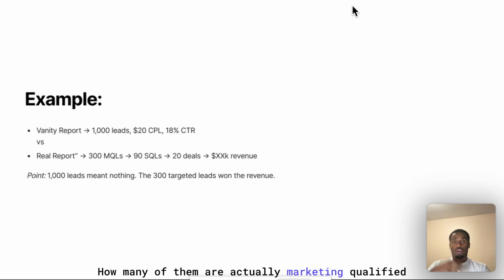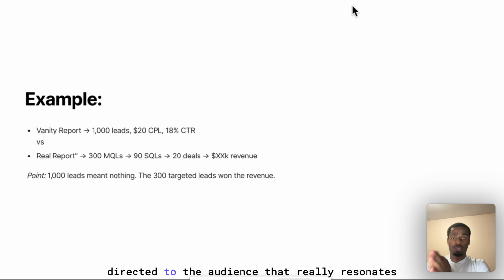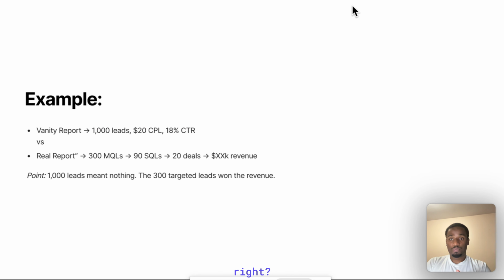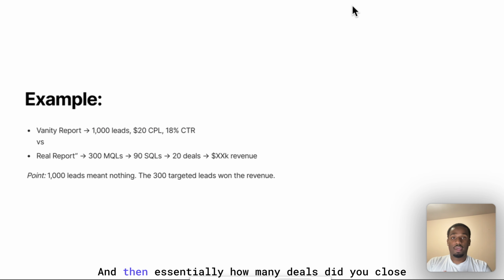How many of them are actually marketing qualified? Because you want to focus on your ICP, your ideal client persona, and a situation directed to the audience that really resonates with you. And how many of those people came into the pipeline sales ready and actually wanted to speak with someone or a representative from the company? And then essentially how many deals did you close out? And then what was the result of total revenue from that?